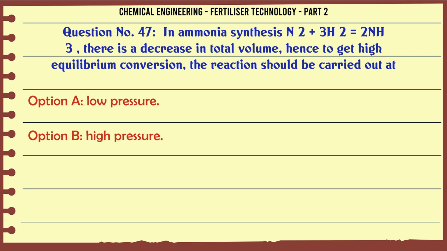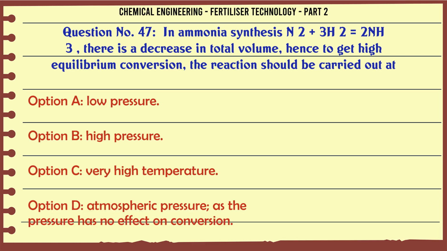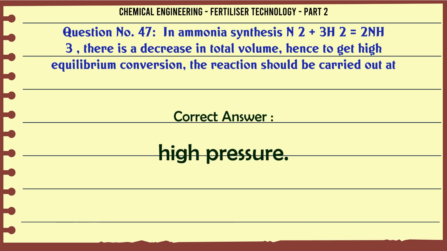In ammonia synthesis N2 + 3H2 gives 2NH3, there is a decrease in total volume, hence to get high equilibrium conversion the reaction should be carried out at A. low pressure. B. high pressure. C. very high temperature. D. atmospheric pressure as the pressure has no effect on conversion. The correct answer is high pressure.